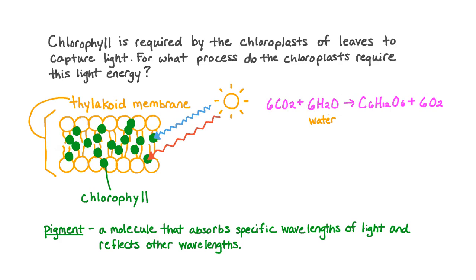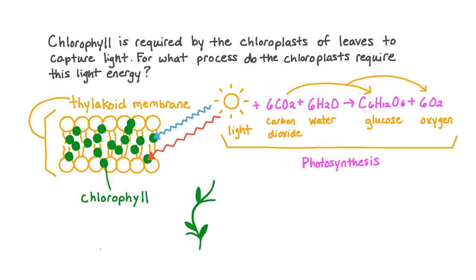Inside the chloroplasts, this absorbed light energy is used to break apart water molecules, releasing protons and electrons that are used to create chemical energy. The chemical energy is then used to fix the carbon from carbon dioxide into glucose and to release oxygen as a product. The name for this process is photosynthesis, and it's how plants make their own nutrition to survive and grow. Therefore, the name of the process that chloroplasts require to capture light energy is photosynthesis.